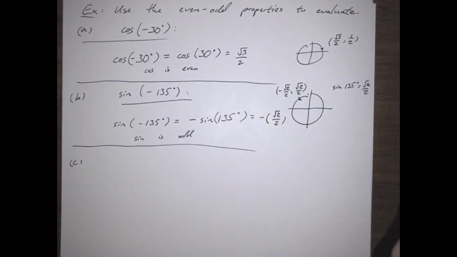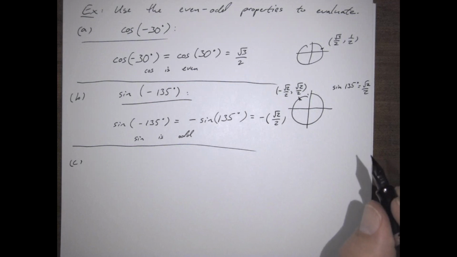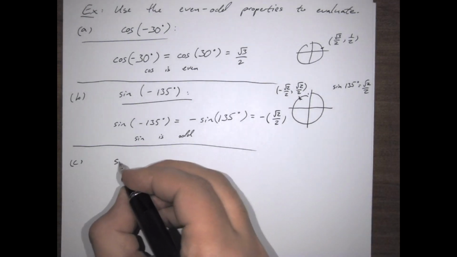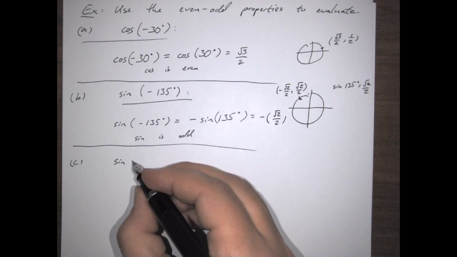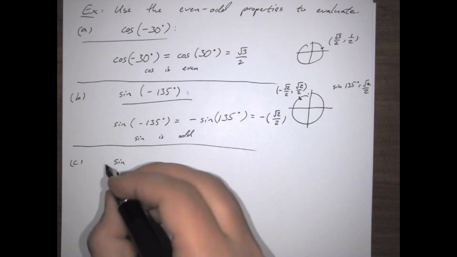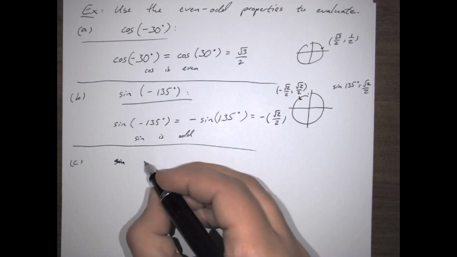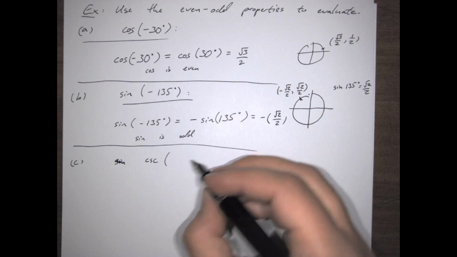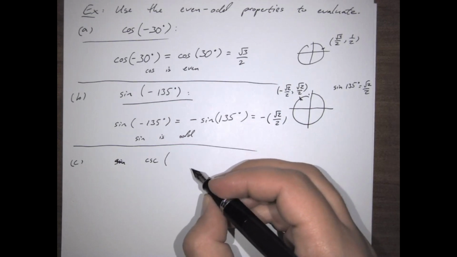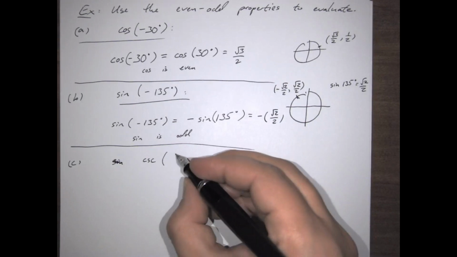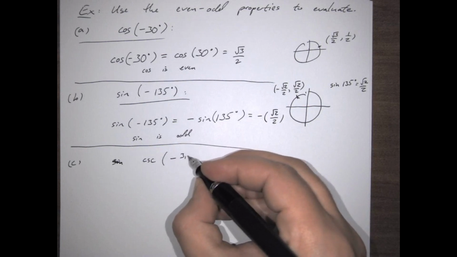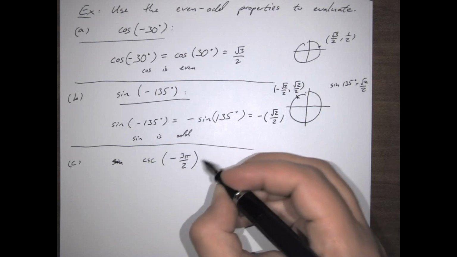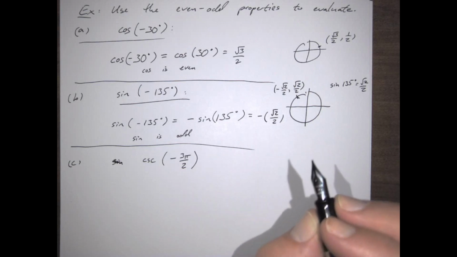And now let's do a couple in radians. So how about the sine of negative, actually, let's make it harder. Let's up the ante a little bit. How about cosecant of negative, what do I want here? Negative 3 pi over 2. So the cosecant of negative 3 pi over 2.